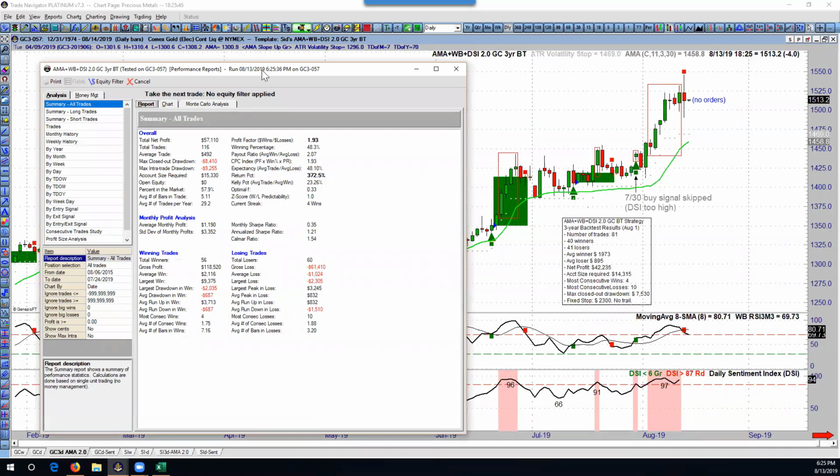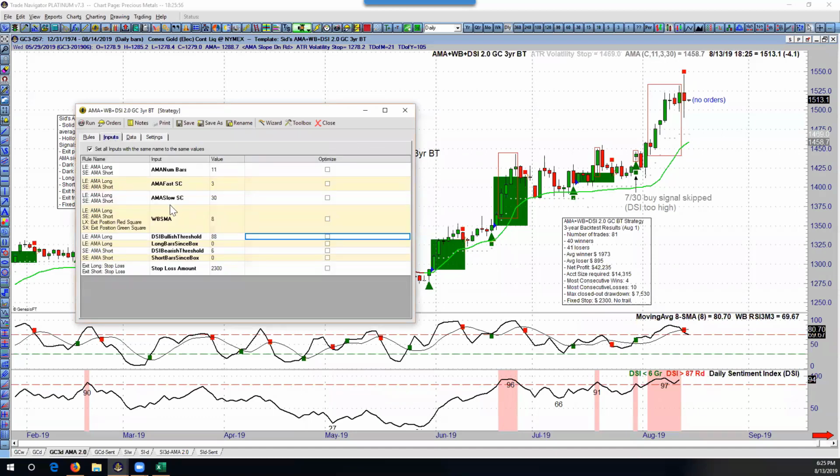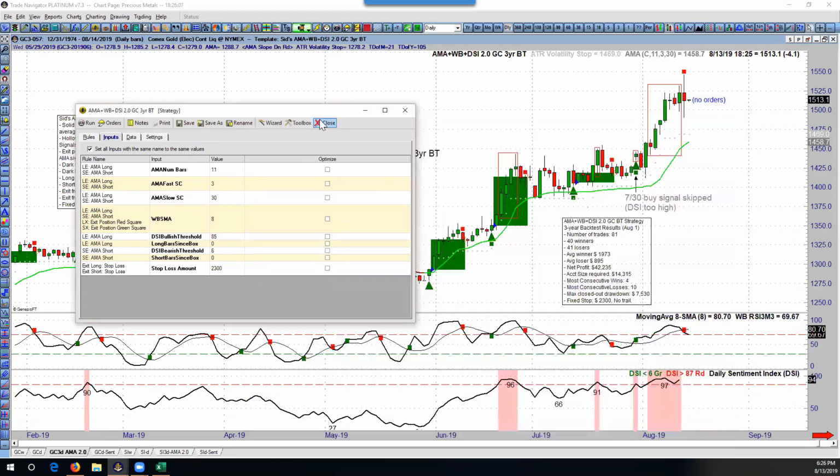42,235. Now, oh, I got to change the dates. Got to change the dates back. Got to be careful to change the dates back and get everything back the way it was here. Otherwise, I'll save it as the wrong thing. And I'm going to run that back test, and it says, yes, an 88 is the proper number. I'm going to use that value.